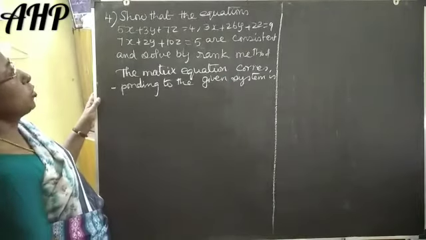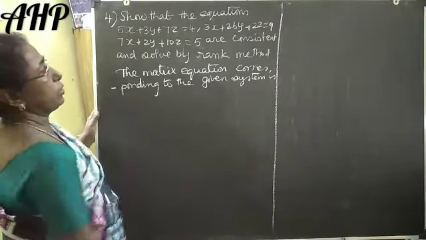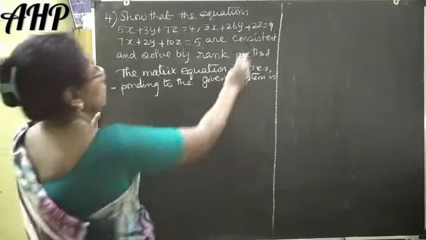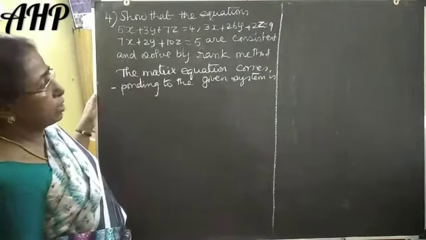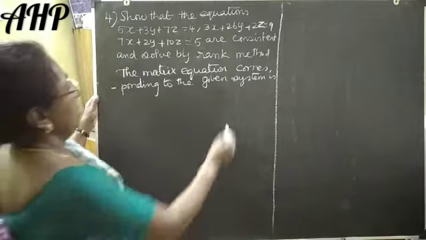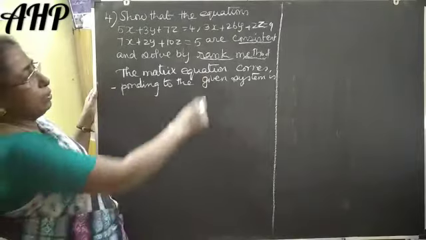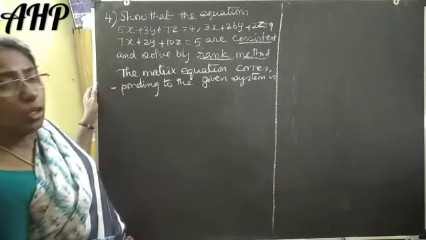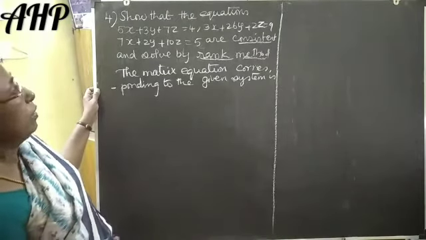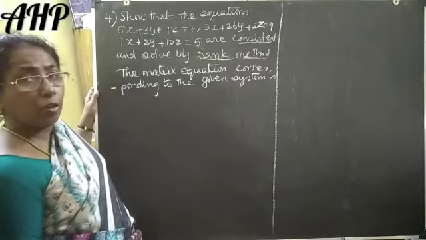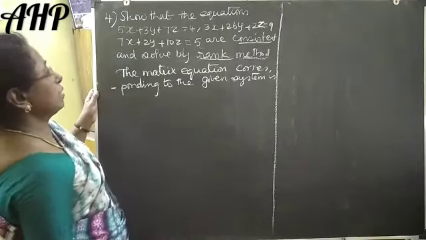The next question is, show that the equations 5x plus 3y plus 7z is equal to 4, 3x plus 26y plus 2z is equal to 9, 7x plus 2y plus 10z is equal to 5 are consistent and solve by rank method. To prove that it is consistent, we need to write the given equations in matrix form, reduce it to the echelon form, and then find out the rank of AB is equal to rank of A. Then we can say it is consistent.